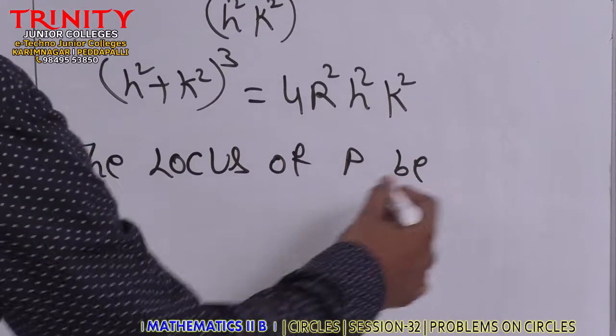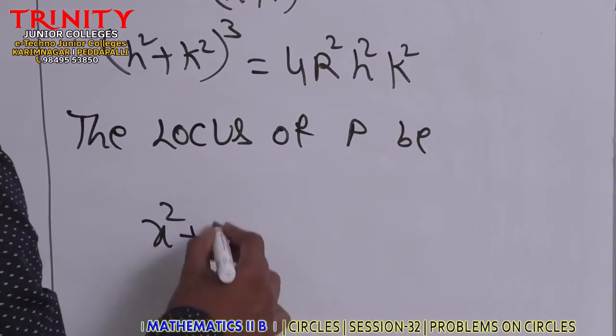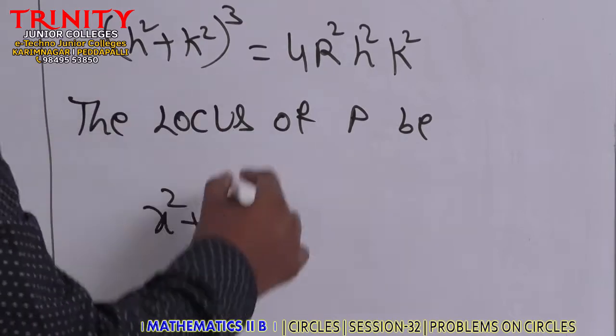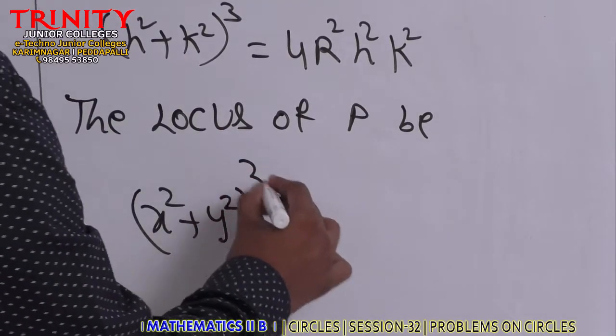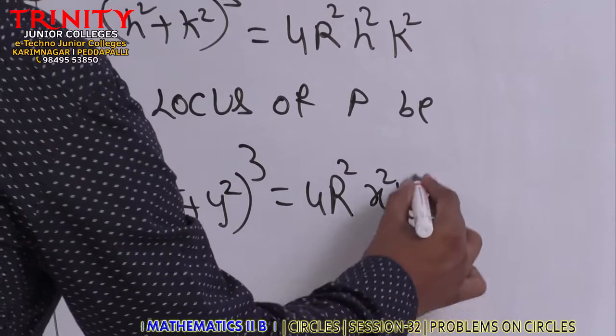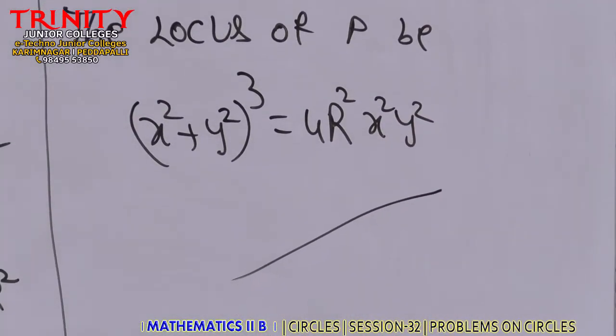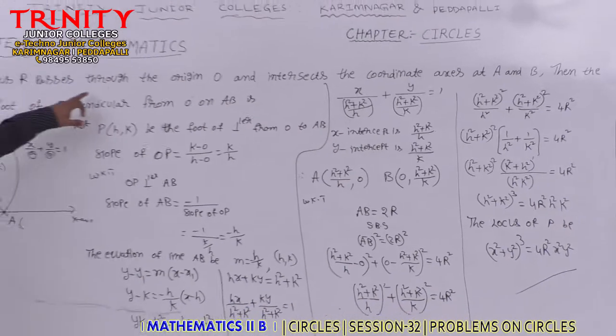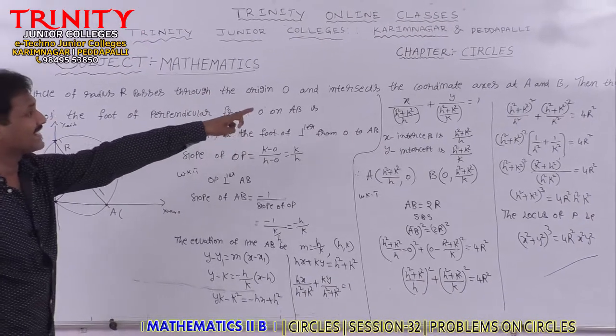The locus of point P: x square plus, replacing h by x and k by y, (x square plus y square) whole cube equal to 4r square x square y square. This is the locus.